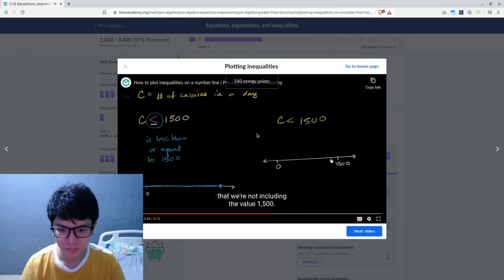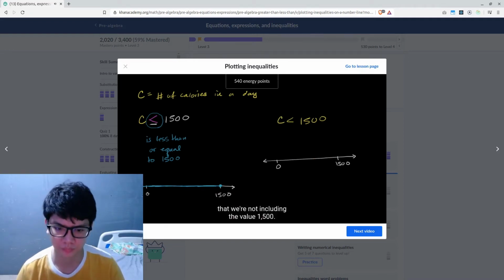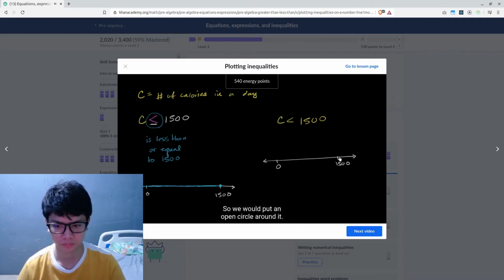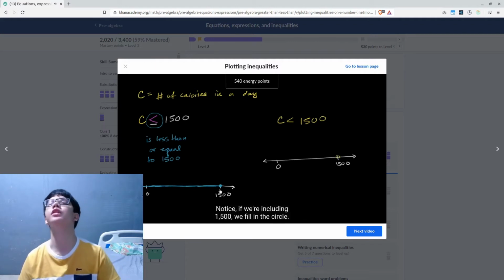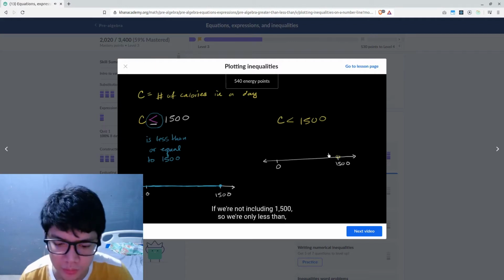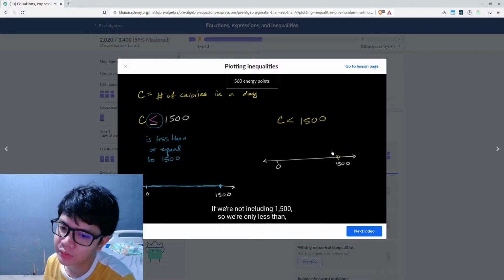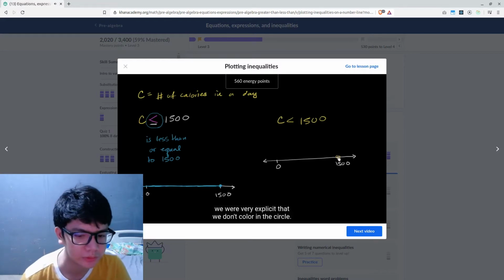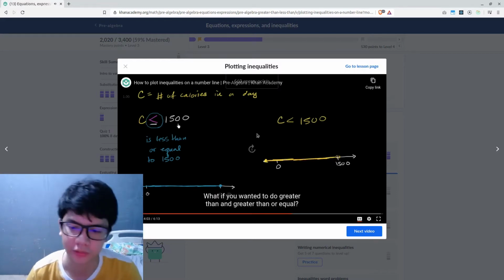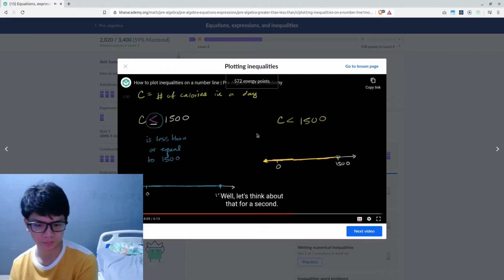We want to make it very clear that we're not including the value 1500. So we would put an open circle around it. Notice, if we're including 1500, we fill in the circle. If we're not including 1500, so we're only less than, we were very explicit that we don't color in the space.